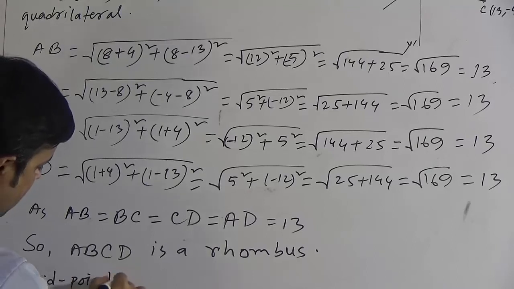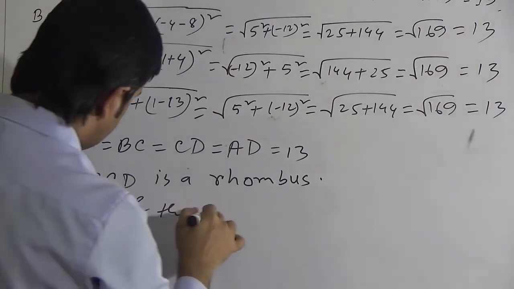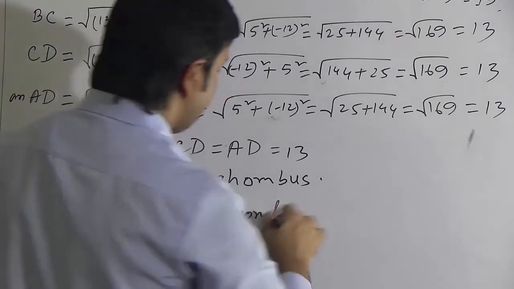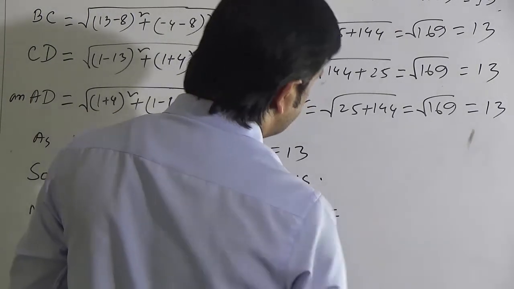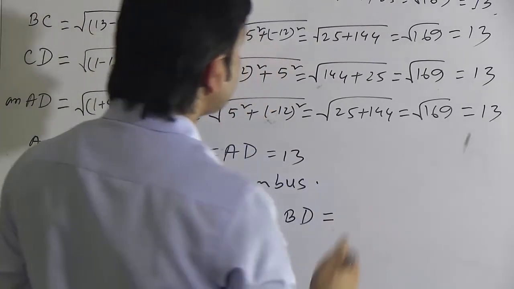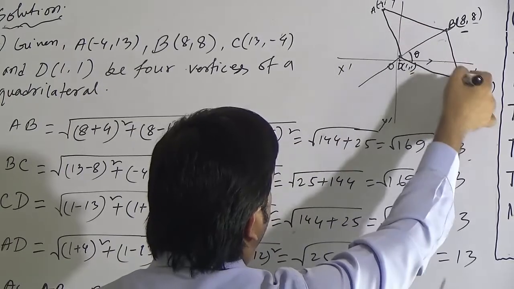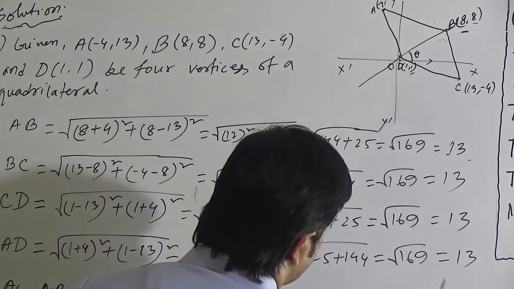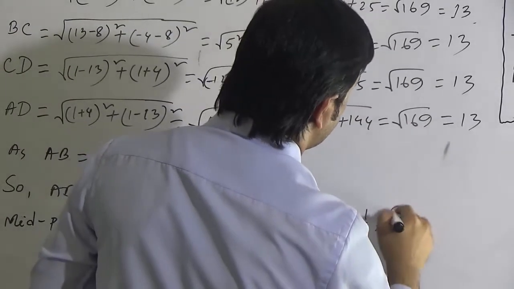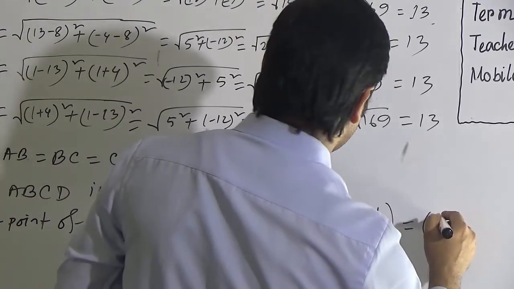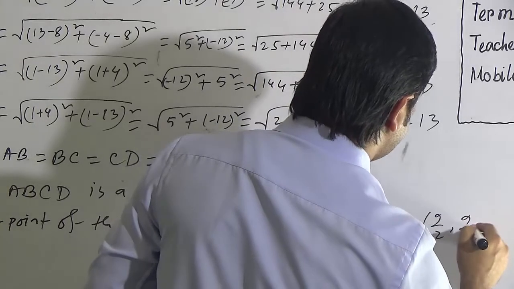Midpoint of the diagonal BD, that is equal to, now here the midpoint of the diagonal BD will be 8 plus 1 divided by 2, that will be equal to 9 by 2. Here it is also 9 by 2.